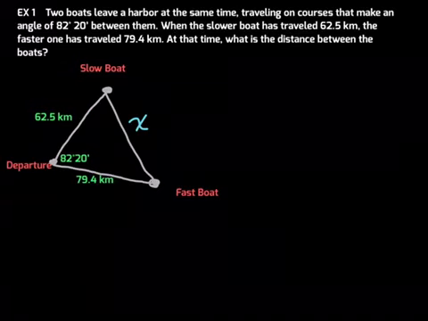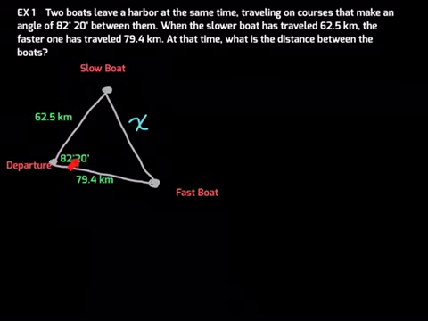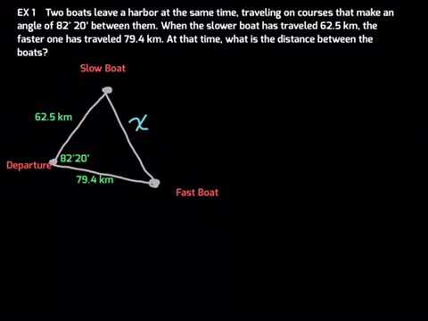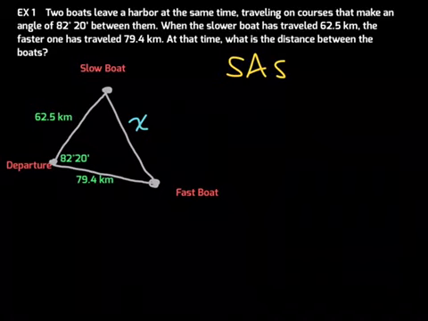We can use the law of cosines here because notice what is given: 2 side lengths and the angle included within them. So this case is SAS. This is an SAS case where 2 sides of the triangle are given and the angle included within them.